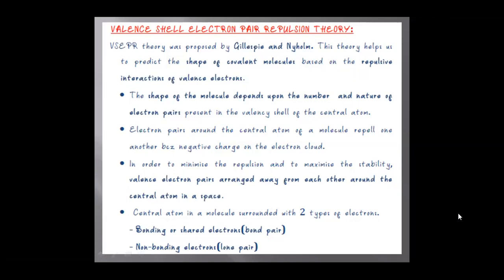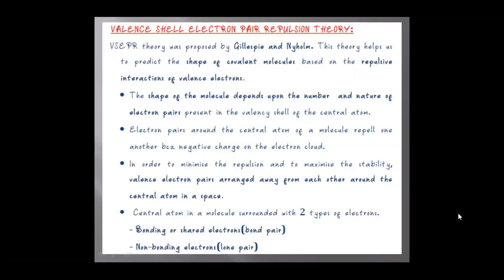Electron pairs around the central atom of a molecule repel one another because of the negative charge on the electron cloud. So in order to minimize the repulsion and maximize the stability, valence electron pairs arrange themselves away from each other around the central atom in space.